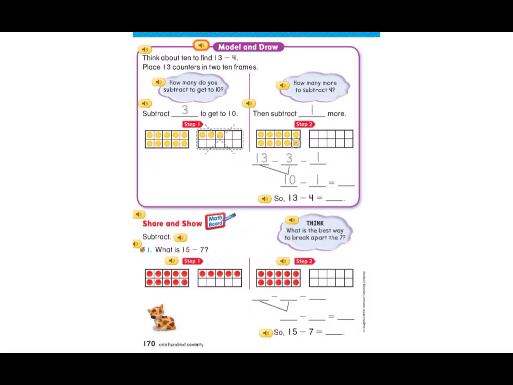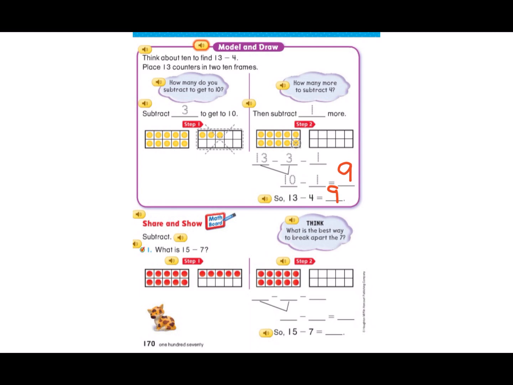Think about 10 to find 13 minus 4. Place 13 counters in 2 tens frames. So think, how many do you subtract to get 10? 3. How many more to subtract 4? 1. So 13 minus 3 minus 1 gives you 10 minus 1, which equals 9. So 13 minus 4 is equal to 9.